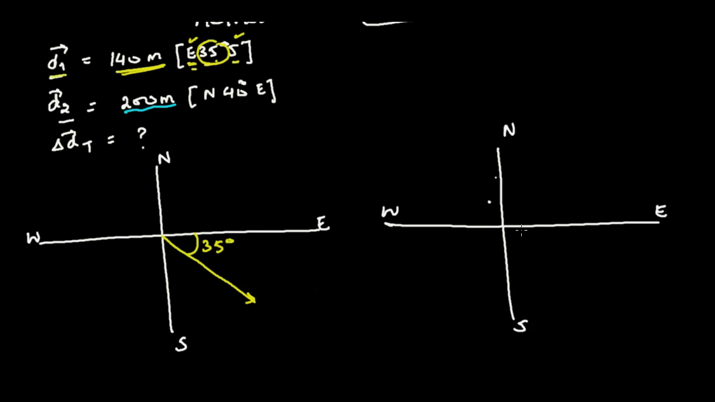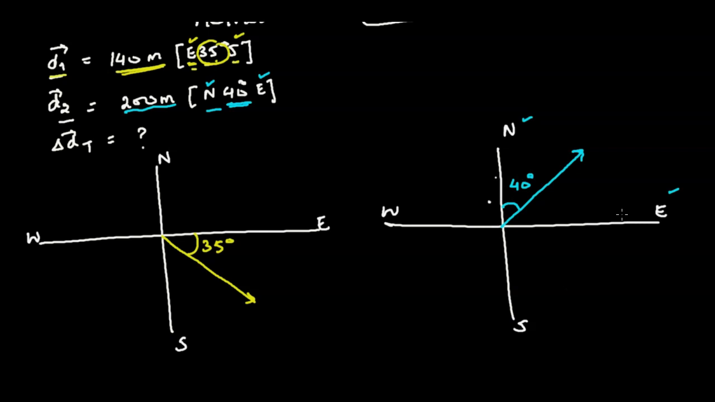Similarly, to draw the second vector d2, the direction lies in between north and east, as the angle made is 40 degrees with the north. So we would draw the vector making an angle of 40 degrees with north, in between north and east.